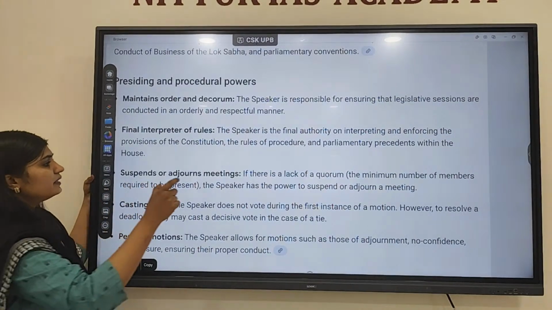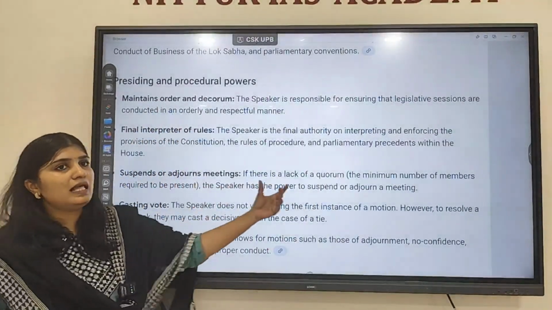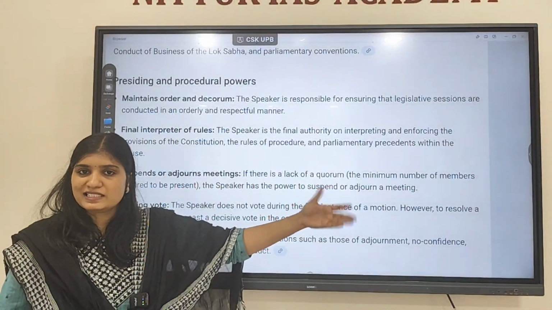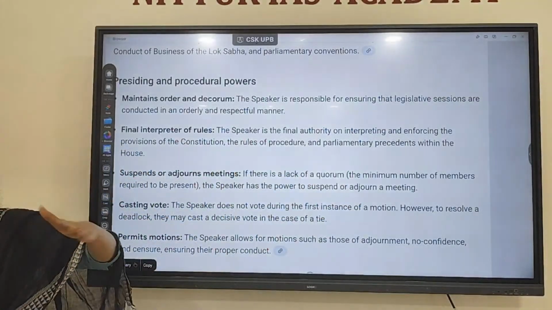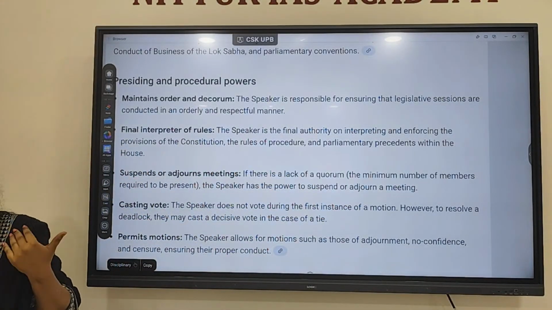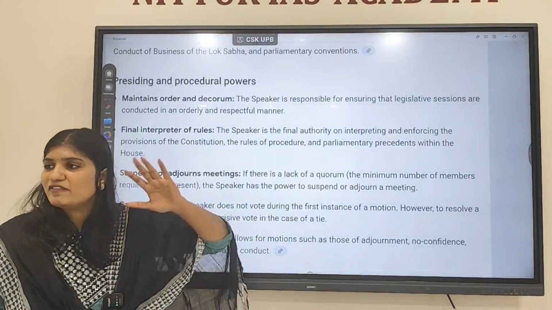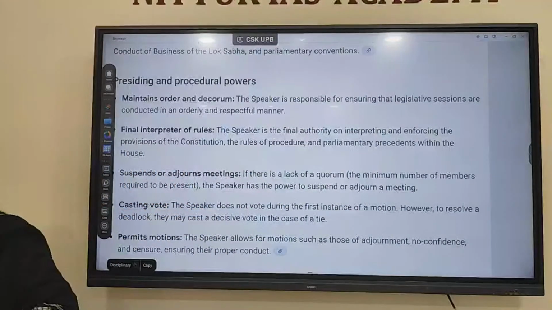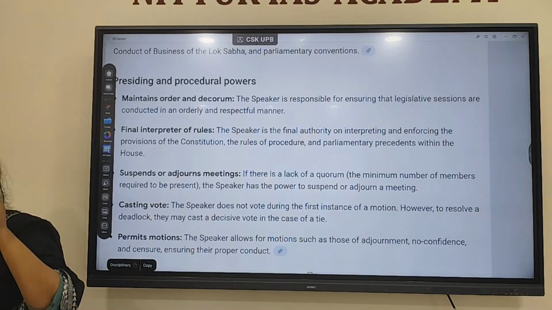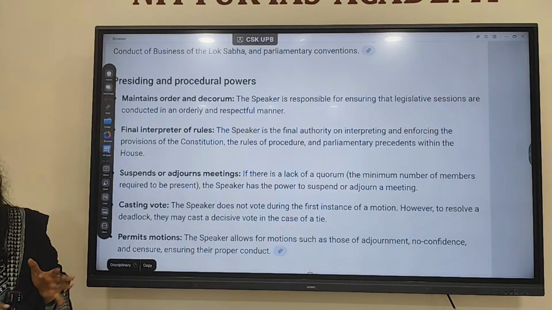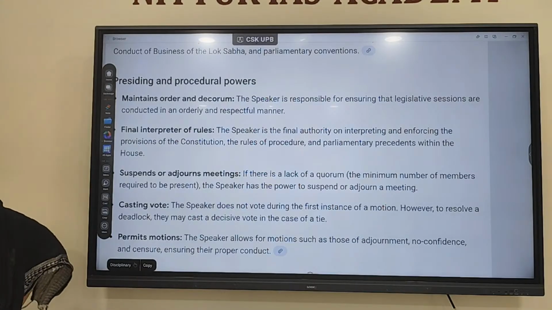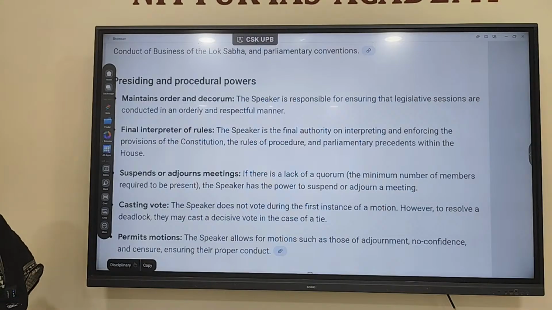That all will be done by the Speaker itself. If there is a lack of quorum, as I told, if there is less than 1/10 of the members of Lok Sabha, then they will adjourn the meetings or adjourn the sessions in the parliament. Just write down 1/10 also. Okay, it's not 1/15. They will give you the option 1/15 or 2/3. Quorum is 1/10. One-tenth of the total strength of Lok Sabha.